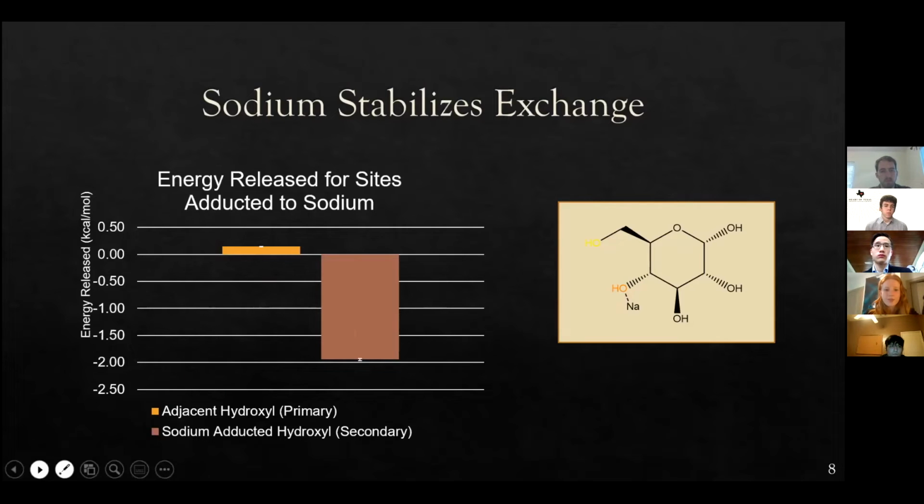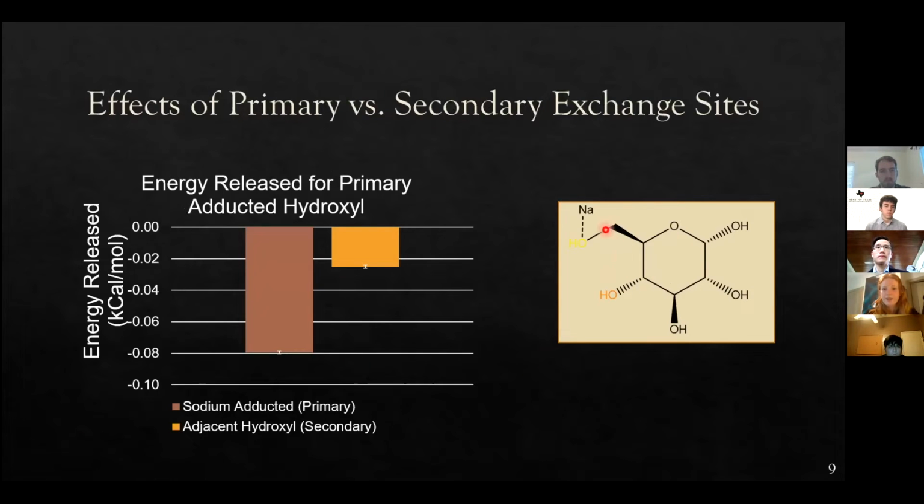So we confirmed this by looking at now having that sodium adducted to the primary hydroxyl here. This primary hydroxyl now is showing that larger release of energy as compared to the secondary hydroxyl, which doesn't have the sodium adduct. So again, we're seeing that the presence of that adduct is really stabilizing that exchange.